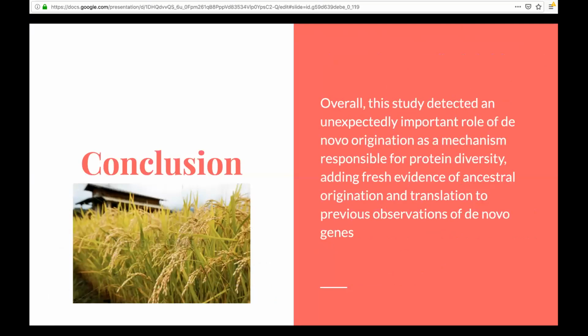de novo origination of proteins is responsible for protein diversity amongst different families of plants or other species. And this also provides evidence for ancestral origination and translation, and how divergence of a species occurred, making the most recent subspecies of this plant. And yeah, that is everything. I don't know if you have any questions.